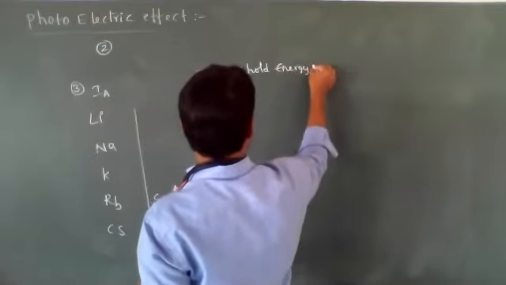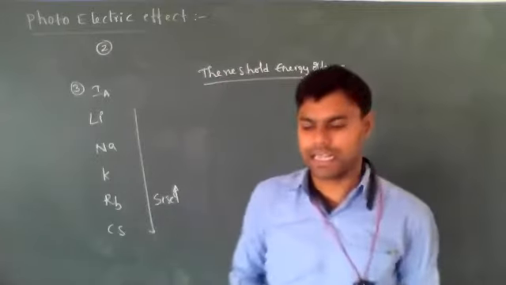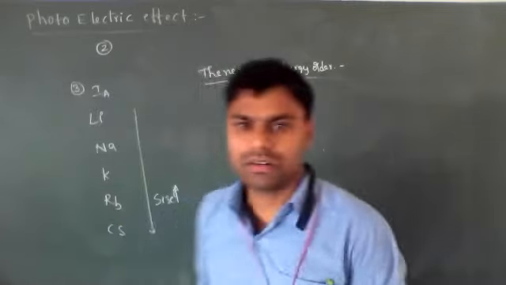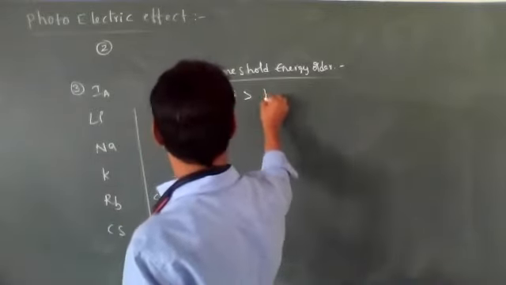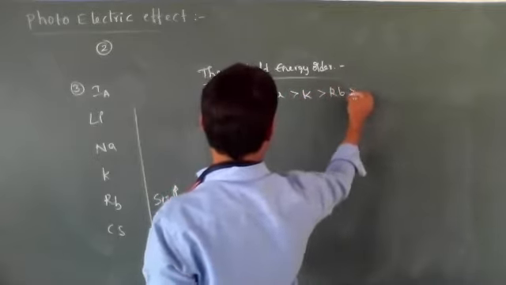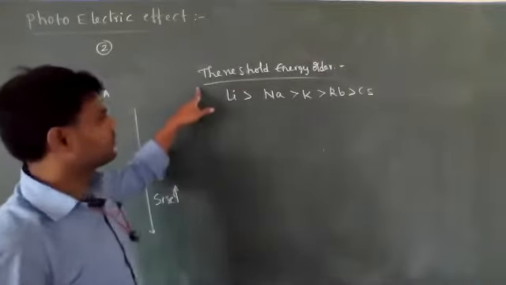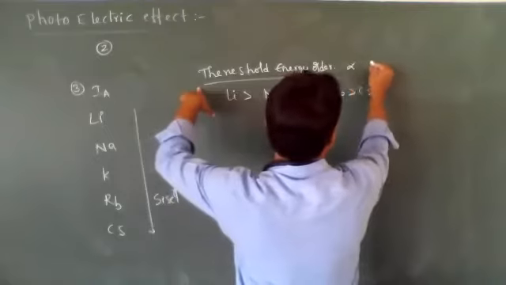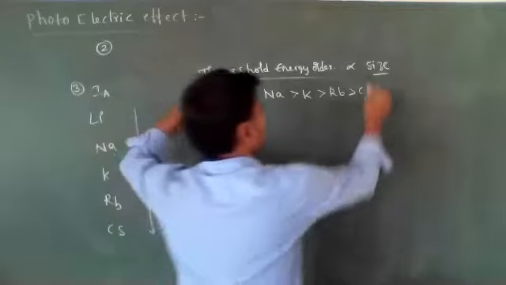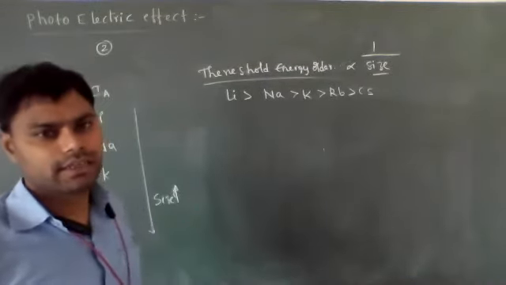Threshold energy order. Which have more threshold energy? Lithium has more than sodium, then potassium, then rubidium, then cesium. Because lithium has a small size, and threshold energy is inversely proportional to size. Small size has more threshold energy.